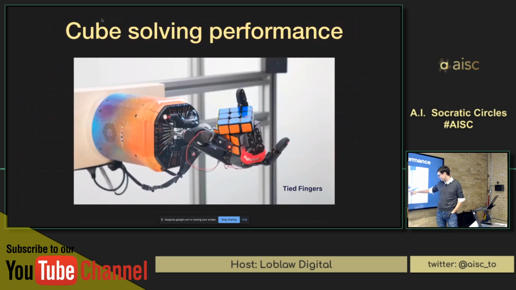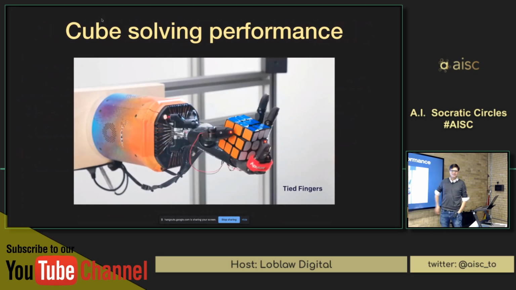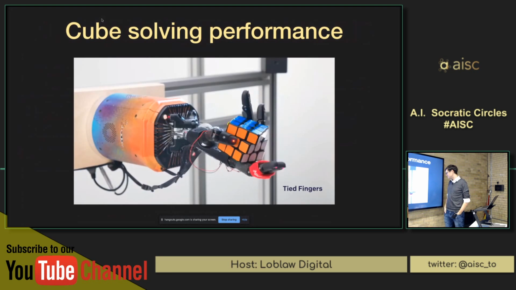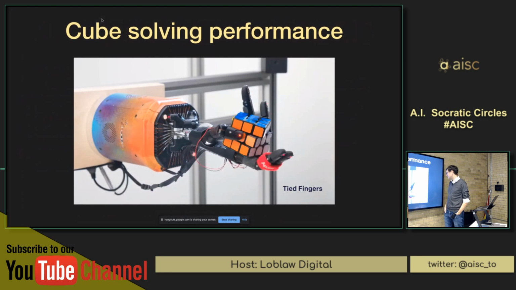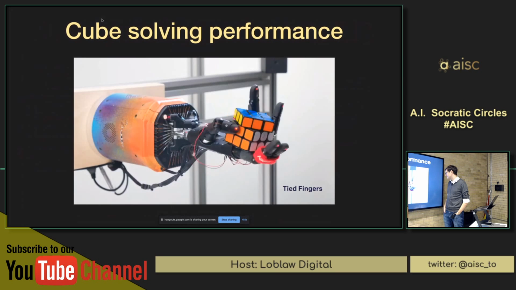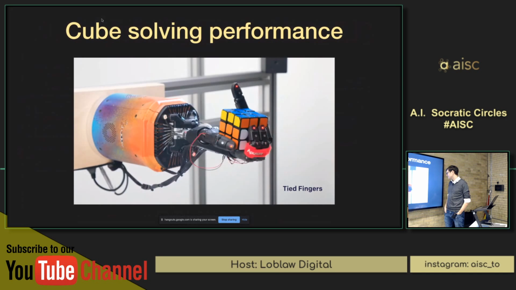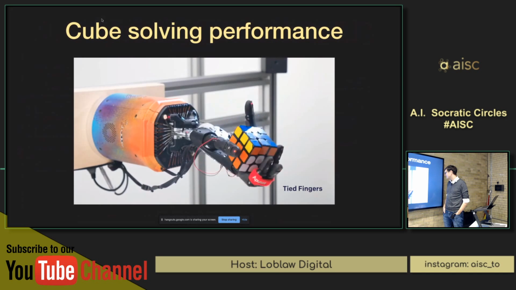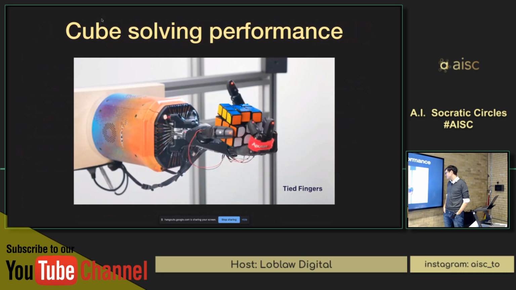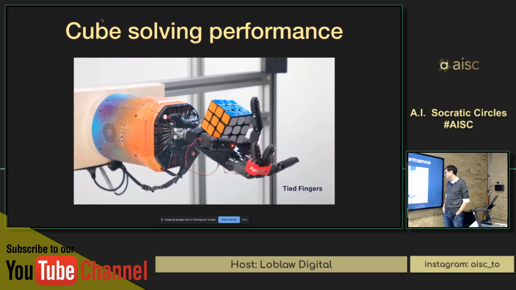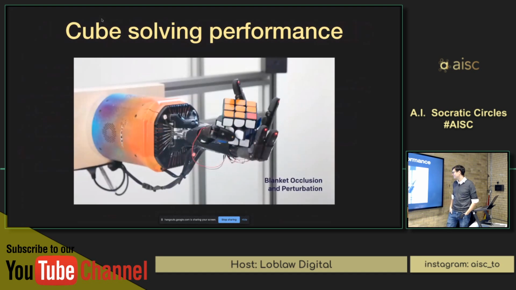And they tied fingers together. This is the other thing they did. And it's going to solve it now. It's turning the wrong direction. No, it tries to turn it back. Oh, with the power of video editing.